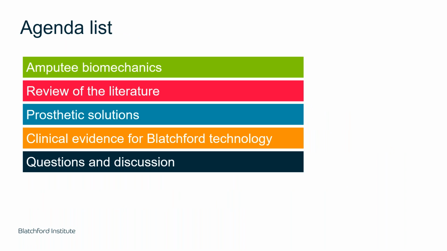So today we're going to talk about amputee biomechanics, so a brief overview of normal gait versus amputee gait and why we have some problems. Then we'll look at a review of the literature so far. We'll have some solutions to common prosthetic problems, and then have a look at the clinical evidence for the Blatchford technology solutions. And then we'll be able to open the floor for questions and or discussion.